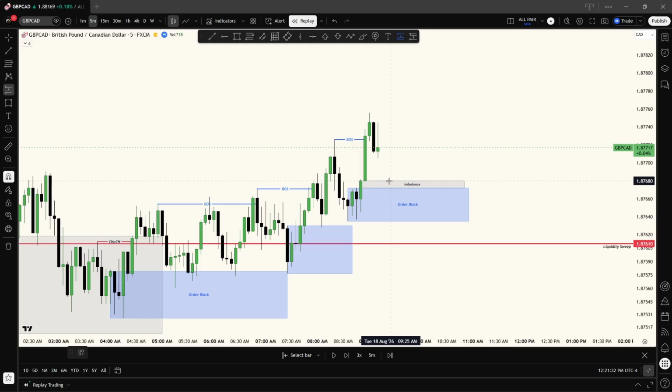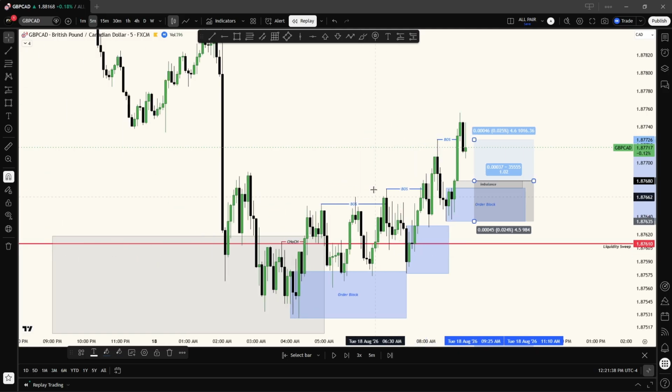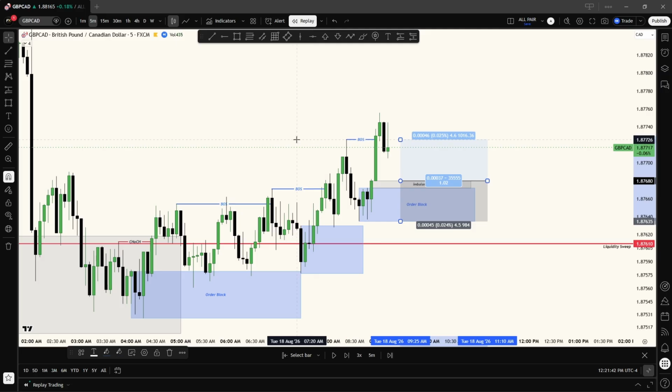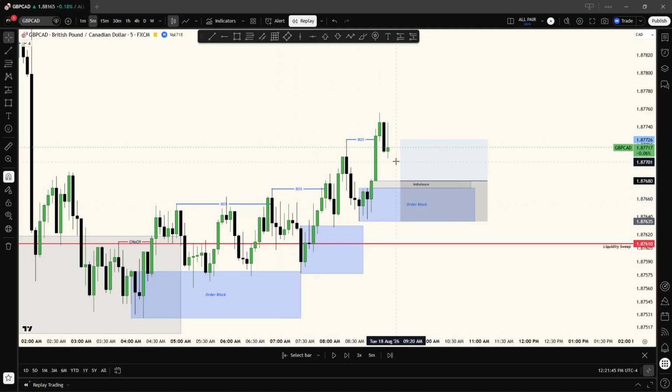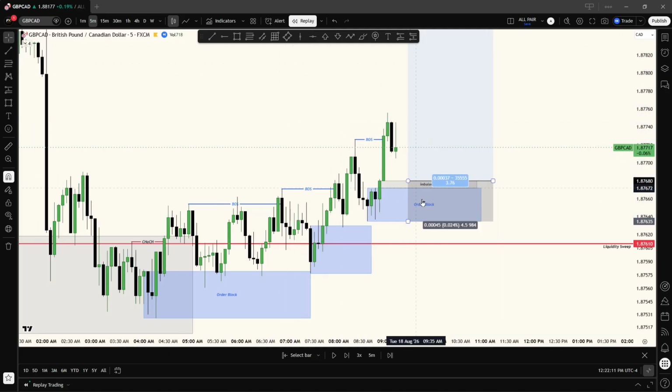So here's the plan. I'm going to set a pending order right at this extreme fair value gap. Why? Because it's sitting right next to my order block. For me, when these two zones are this close together, it becomes a massive confluence area. It's easily the most valuable spot on the chart for me.